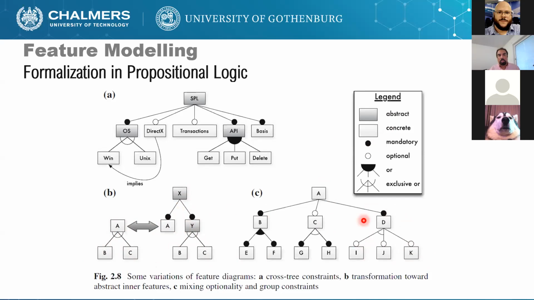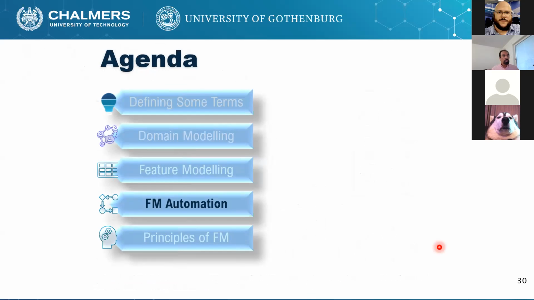Here, for example, you don't have to have all children under the same relationship. For example, I and J have an XOR relation with D, but not K. So there's another flavor of feature diagram that comes as such. Okay, this will conclude talking about the feature modeling here. I'd like to spend some time now talking about feature modeling automation.